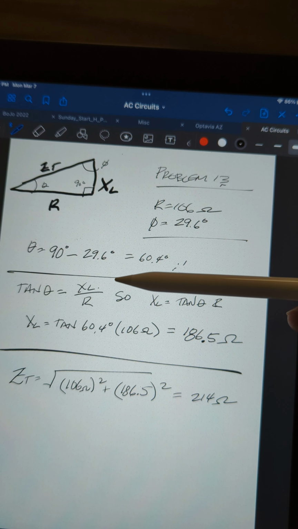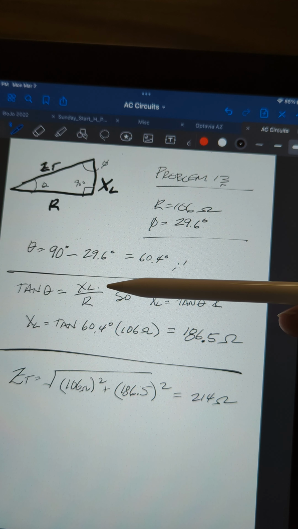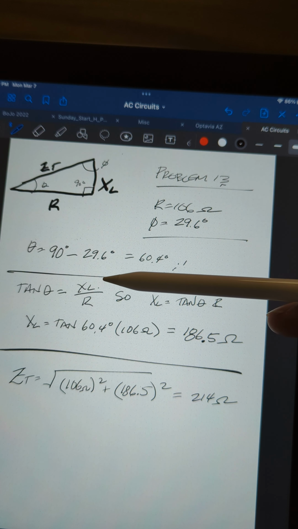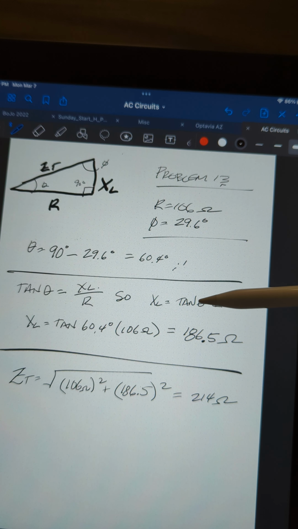So the tangent of theta is equal to opposite over adjacent, or y over x. And if I solve for X of L, my formula becomes X of L is equal to the tangent of theta times R. I just replace those values, the tangent of 64.4 times 106 ohms, and my inductive reactance, or X of L, is 186.5 ohms, and that's the answer for X of L.